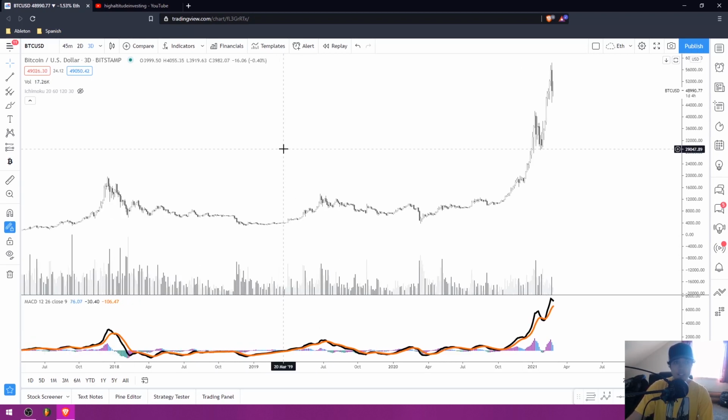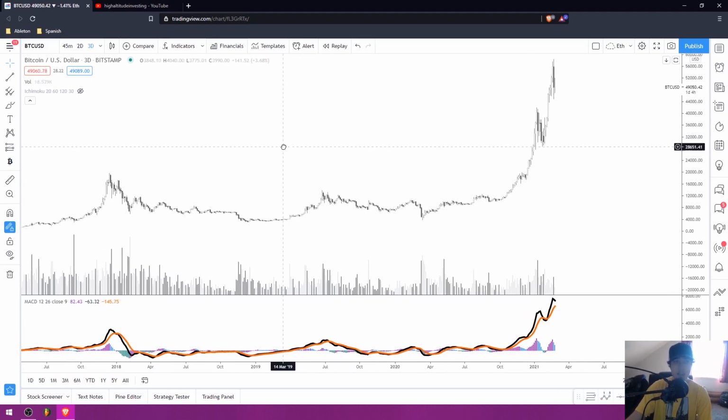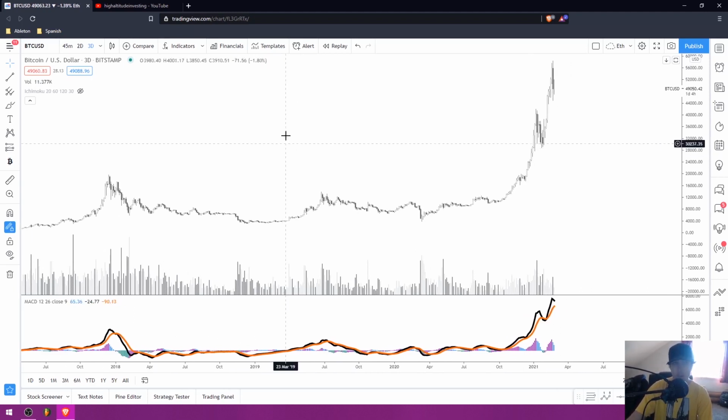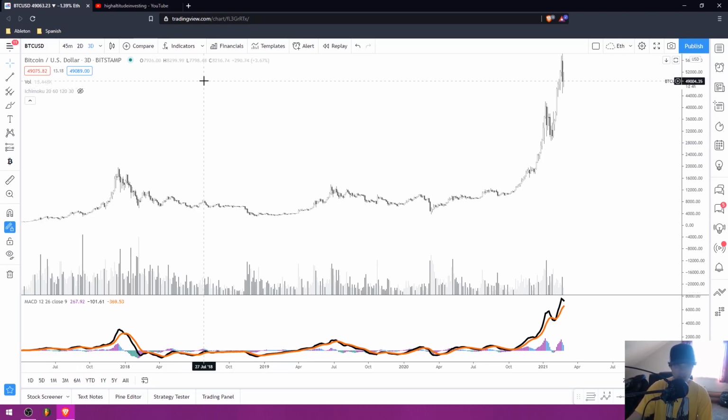So I'm going to go ahead and start off with the big picture support levels here on Bitcoin, and then we'll zoom into the smaller time frames and talk a little bit about what could be happening in the smaller time frames from a support and resistance perspective.